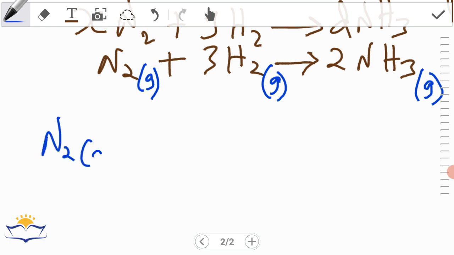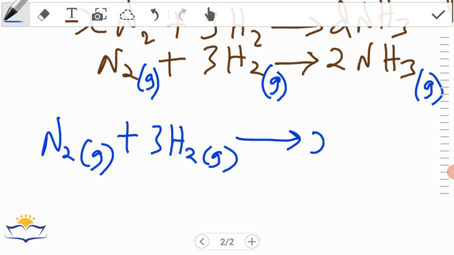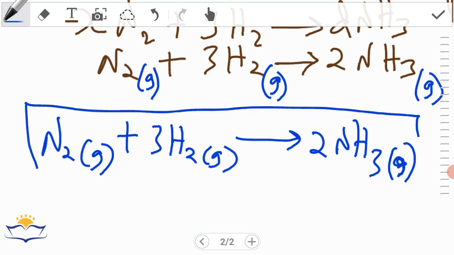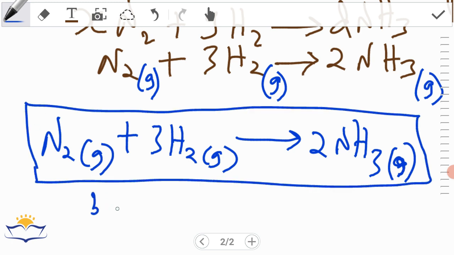N2 gas plus 3H2 gas to yield 2NH3 gas. Right. The chemical equation is balanced.